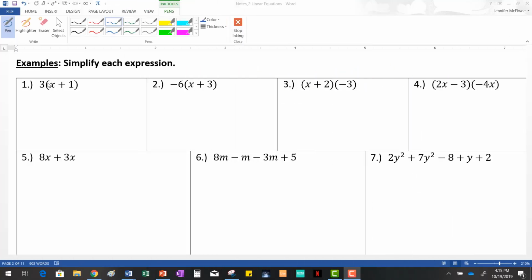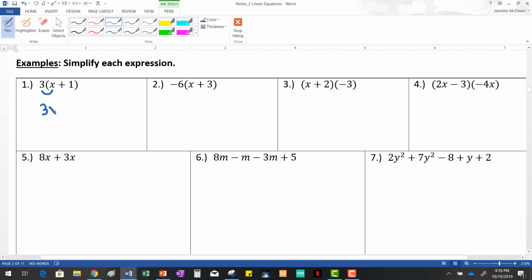Let's move on to examples. The directions state simplify each expression. Number 1 is 3 times the quantity of x plus 1. Again, I cannot perform operations within parentheses because I don't know what x is equal to. So instead, I have to use the distributive property. So I'm going to hand out that multiplication of the 3 to the x and get 3x.